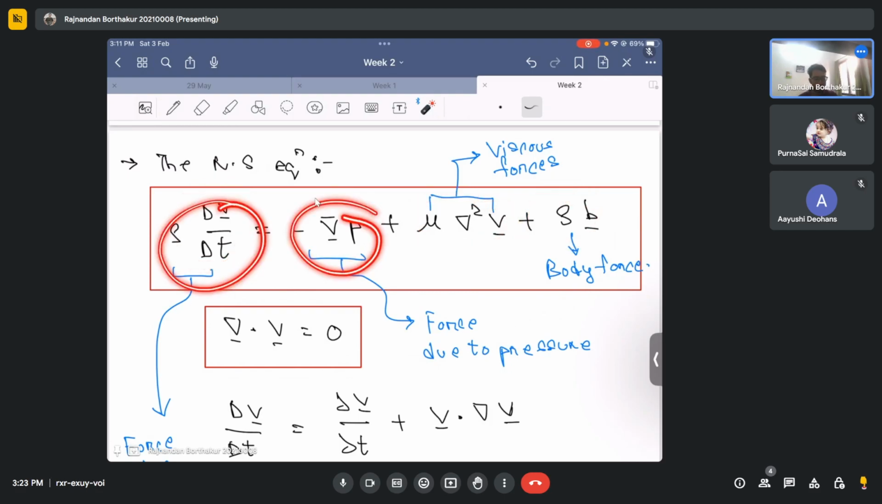The second term is the force due to pressure, which is basically the pressure field that essentially compresses the fluid control volume, and the force associated with that is reflected by this term, minus gradient of pressure. This term is known as the viscous forces, and this rho times b, as I have said, is the body force, if it arises in the field.